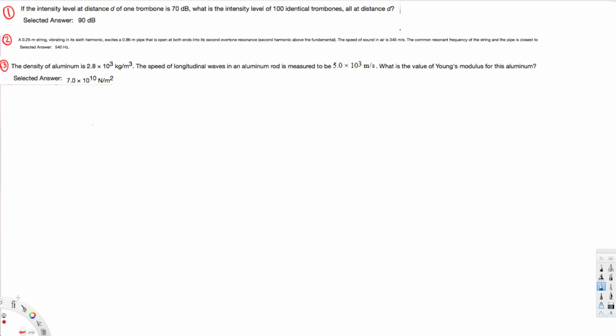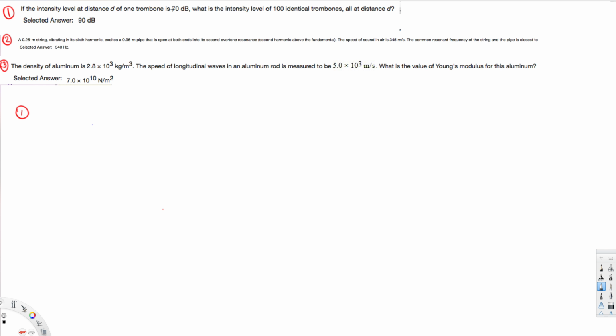Let's do this problem right here. The first question is asking: if the intensity level at distance d of one trombone is 70 decibels, what is the intensity level of 100 identical trombones, all at distance d? So let's see how we can calculate this one.